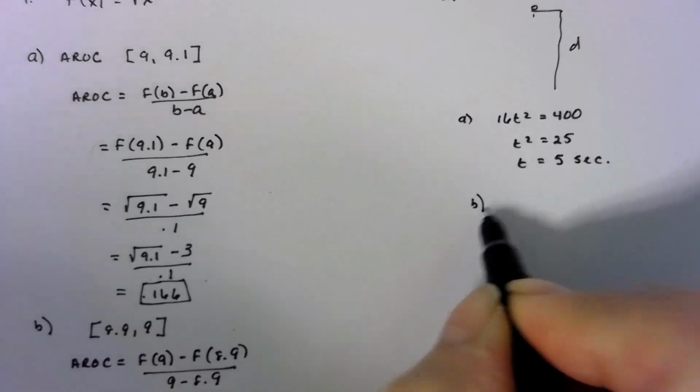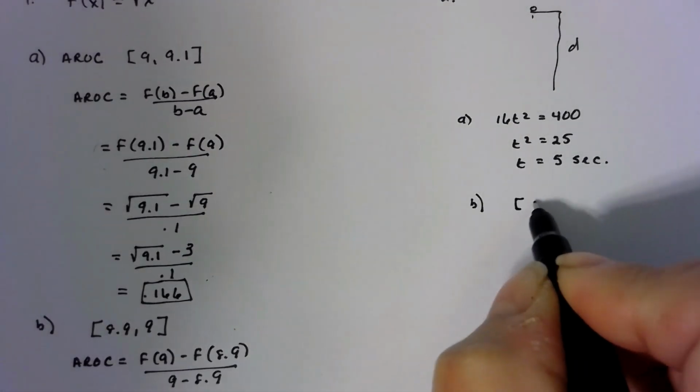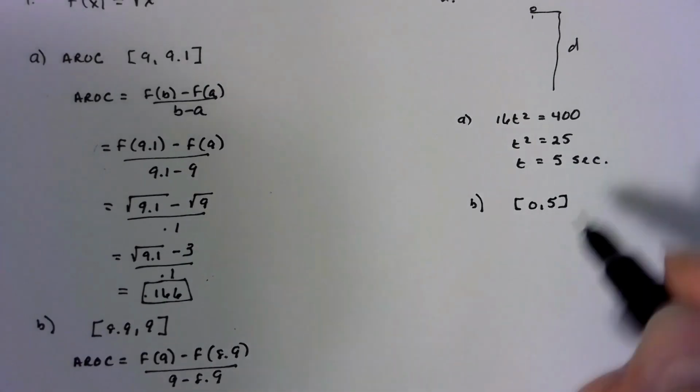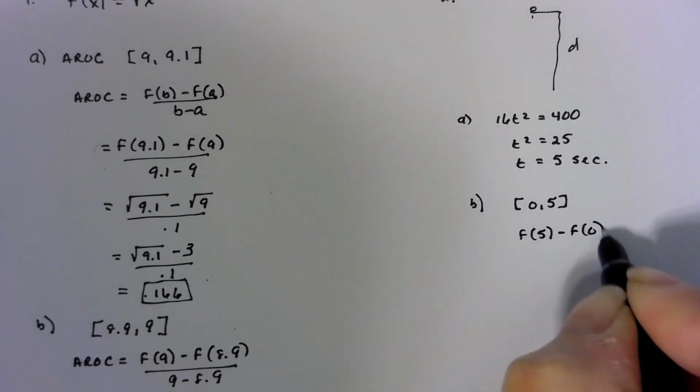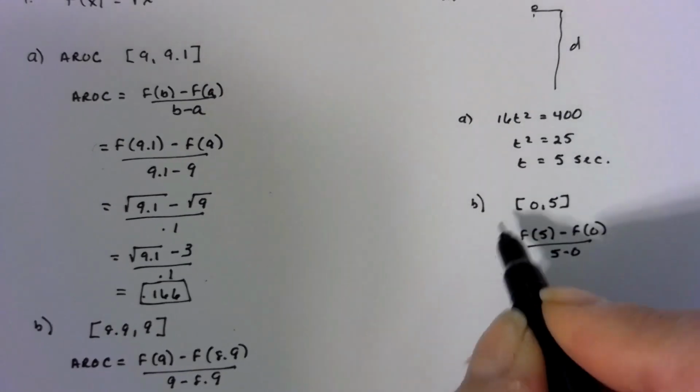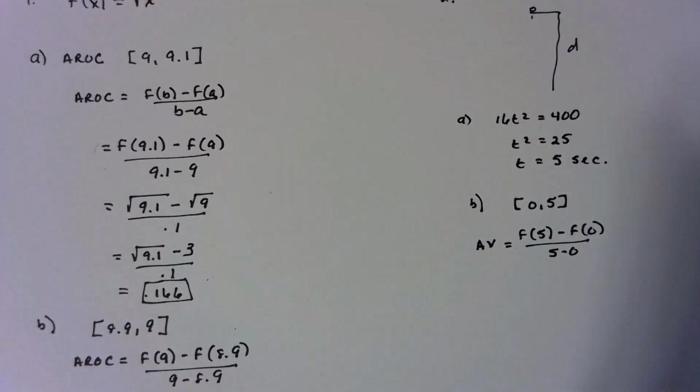B, what is the average velocity of the ball during the time it's falling? Well, the time it's falling is an interval from 0 to 5 seconds. So f of 5 minus f of 0 over 5 minus 0 is going to be equal to the average velocity, right? f of b minus f of a over b minus a. So I have to ask myself, what is f of 5?